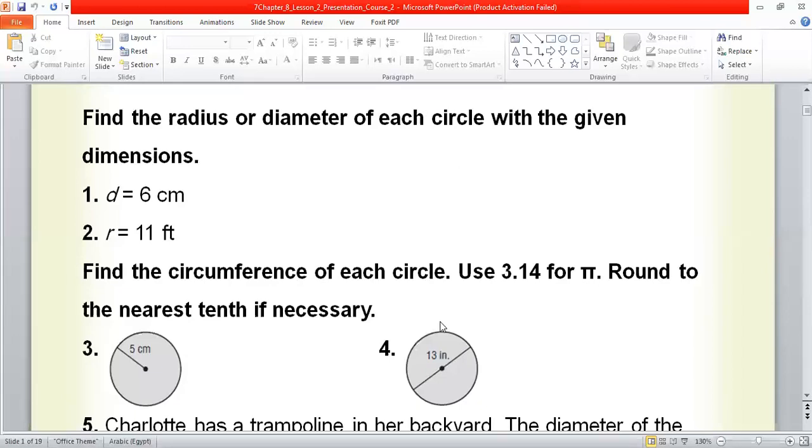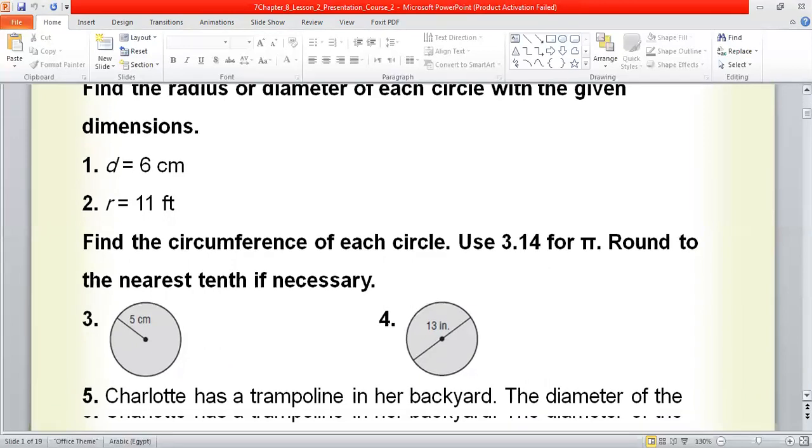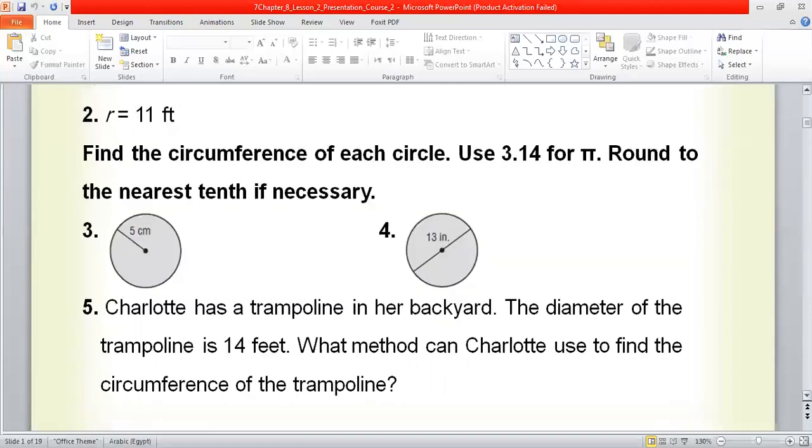If you multiply 3.14 times 13, it is equal to 40.82. This number needs rounding. Here, the hundredths digit is 2, and 2 is less than 5. So we cancel this 2 and write only 40.8. So if you make the approximation or rounding off, it equals 40.8. Look with me at the next example.